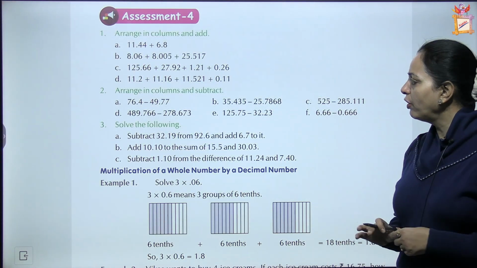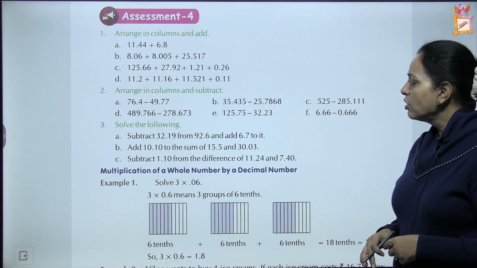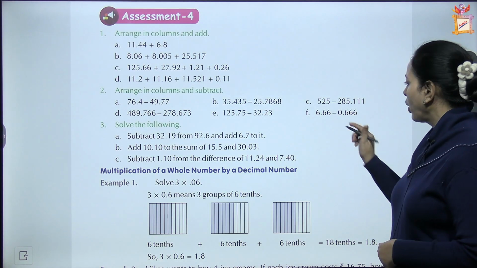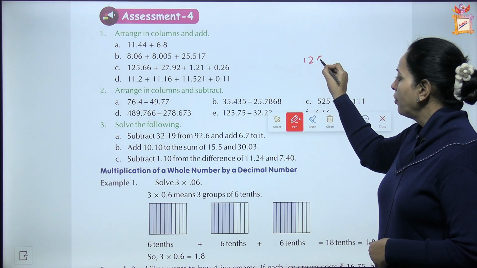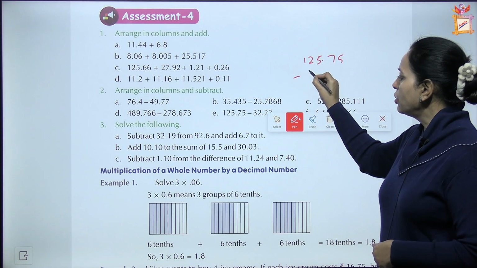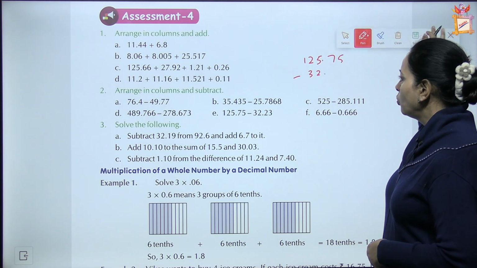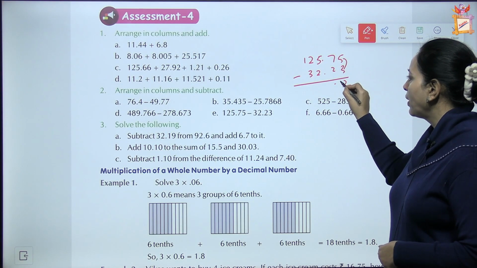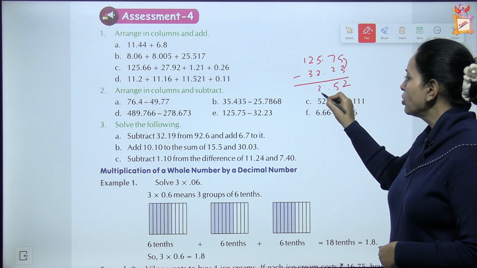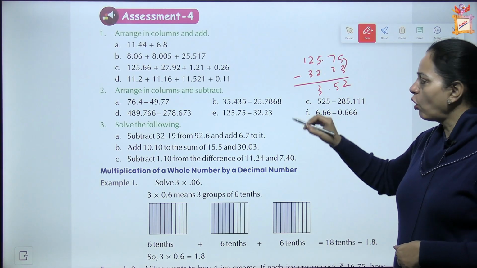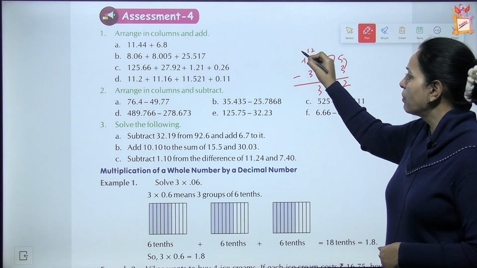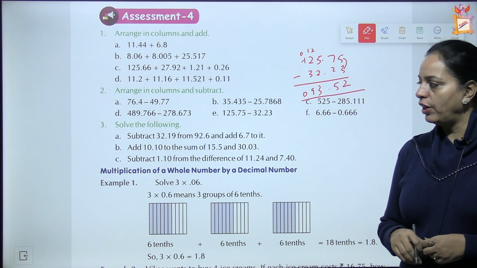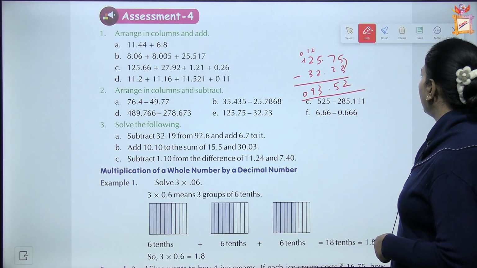Now the second one, arrange in columns and subtract. So like here, E part 125.75 minus 32.23. So 5 minus 3 2, 7 minus 2 5. 5 minus 2 3. 2 minus 3 not possible, so 12, this becomes 0, 12 minus 3 9. So this is the value. Similarly, you can try remaining parts.